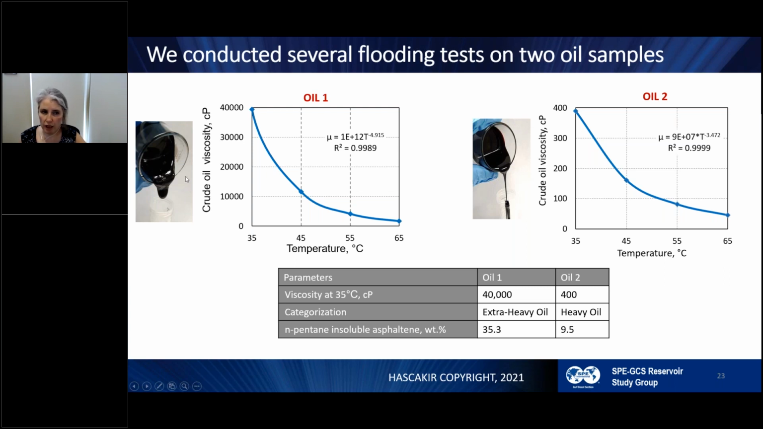So we tried to recover these two oils by using a miscible flooding process, and our target was to create first contact miscible. We were not trying to recover these oils by using multi-contact miscible processes.